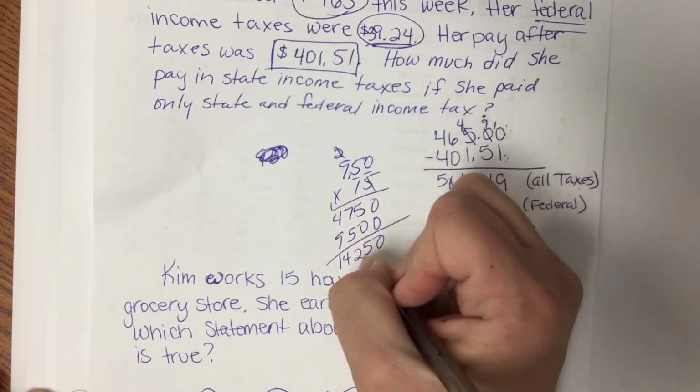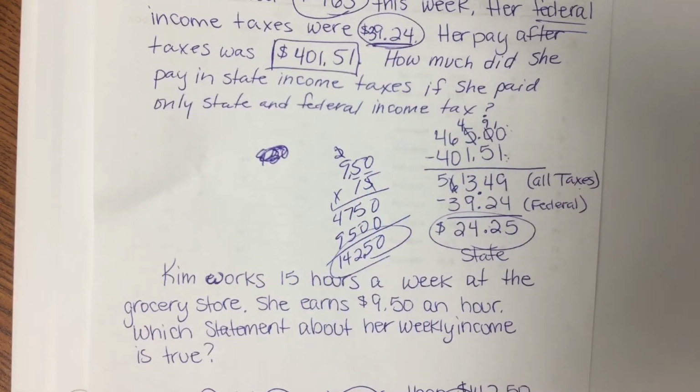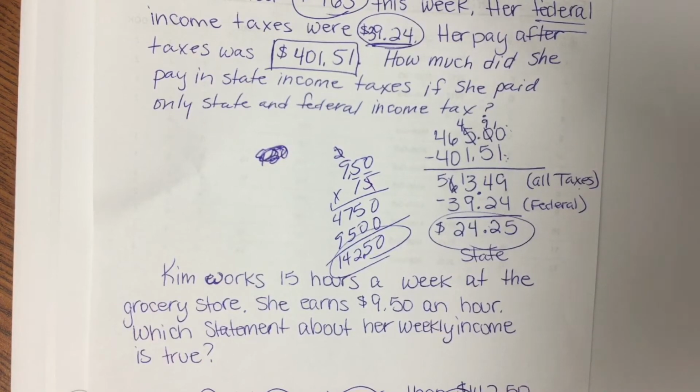And then 2 spaces. So $142.50 is what she grossed. Okay. So your gross can't go up or down. This is what it is. $9.50 an hour for 15 hours is $142.50. That's not going to change. Okay, so her gross has to stay the same.